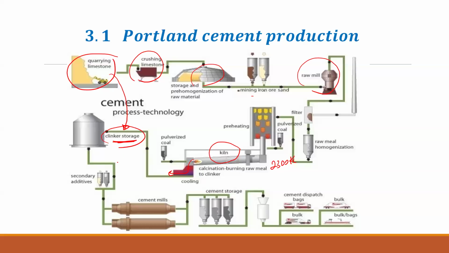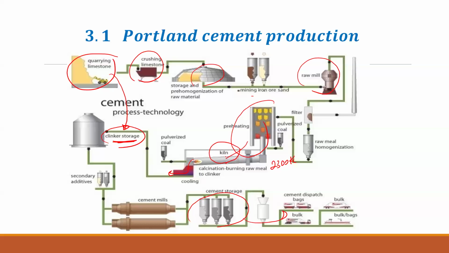We store the clinker, then we have to grind this clinker to very small powdery particles, and then we have mixing processes as well. If we have admixtures to mix, we have to mix them here before we pack it in packets. And also here we are adding gypsum, and we will learn why we need gypsum.